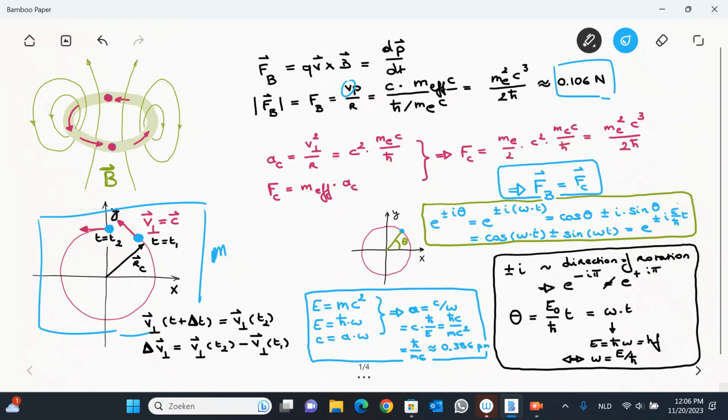When you calculate that, that's a rather enormous force. 0.106 Newton. A Newton is the force that gives a mass of 1 kg an acceleration of 1 meter per second per second. So this force is equivalent to a force that gives a mass of about 100 grams an acceleration of 1 meter per second per second. It is huge because the scale is so small.